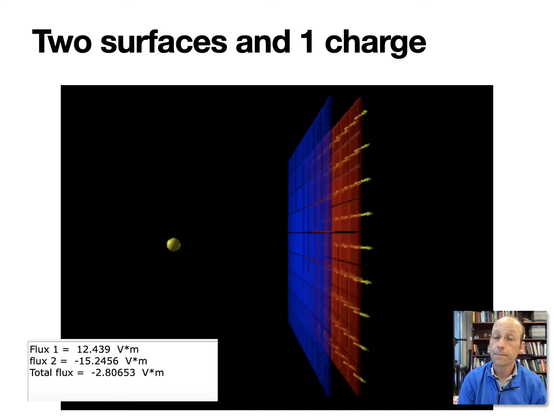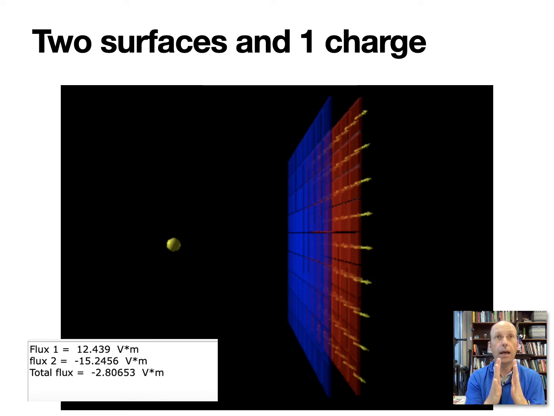I didn't draw the electric field on that surface, but there is an electric field there. It's pointing away from the charge, but the unit vector is pointing towards the charge, so it'd have a negative flux. And then that red surface is a positive flux again. If I take those two fluxes, I get the flux through the red surface is 12.439. The blue surface is negative 15.2. And so the total flux through those two surfaces is not zero.